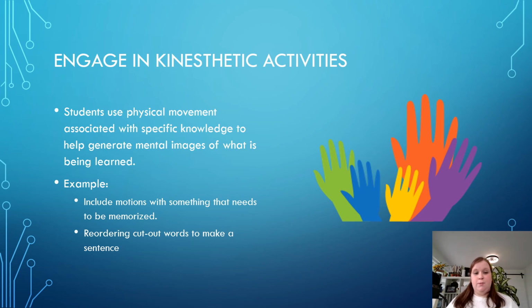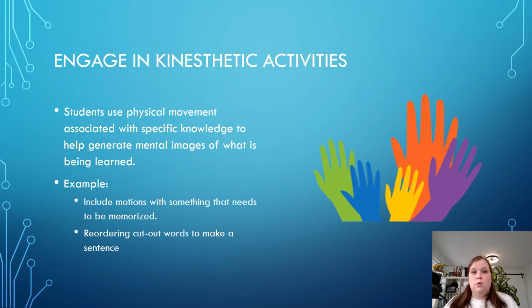That also goes again with reordering cutout words to make a sentence. It's great for helping them see that, oh, the capital letter needs to go at the beginning and the period goes at the end. They can physically see where these are. So that is very helpful.